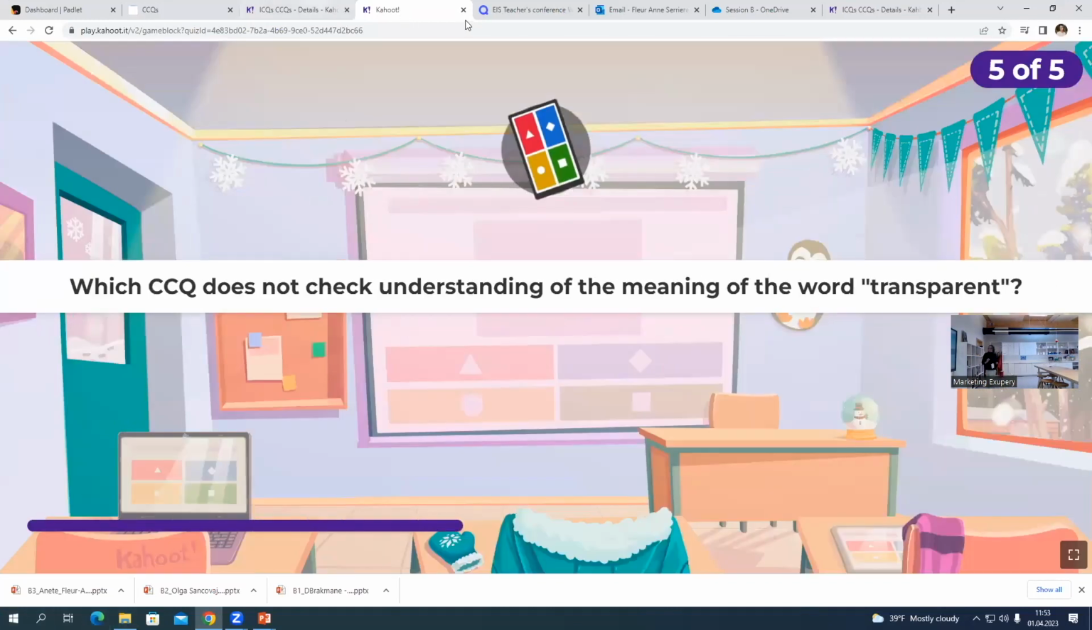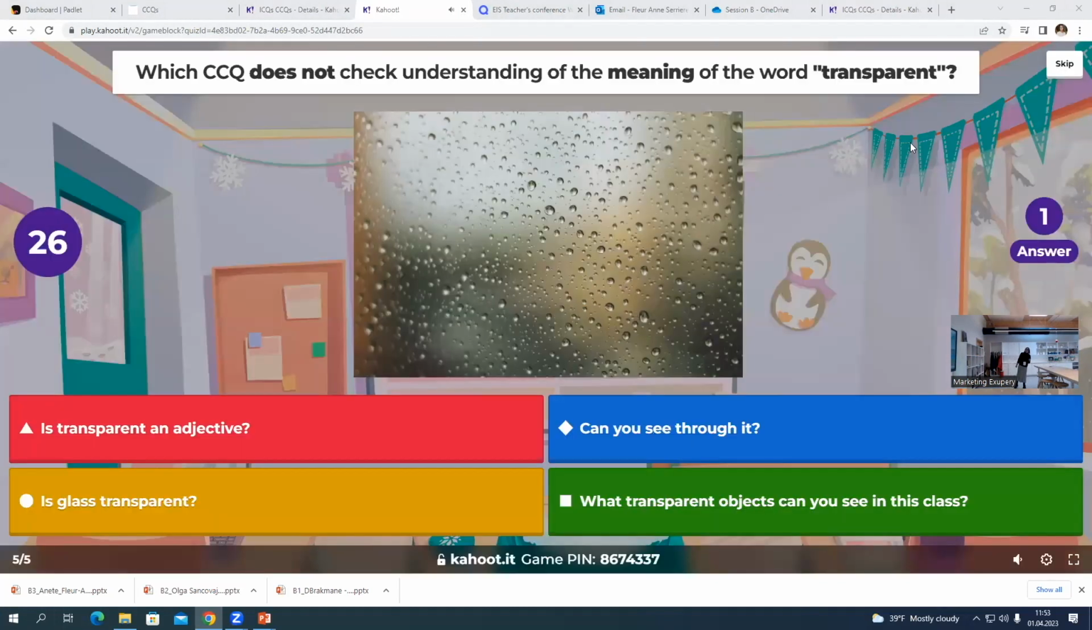Last, oh, sorry. Oh, it's not finished. Which question does not check understanding of the meaning of the word transparent? We're talking about the meaning, not the form.